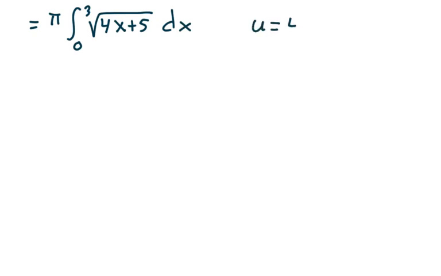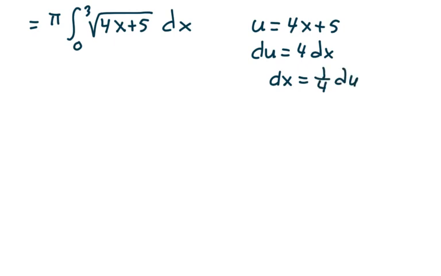So it simplifies very nicely into pi times the integral from 0 to 3 of the square root of 4x plus 5 dx. So I'm going to let u be 4x plus 5. du is 4 dx, so dx is 1 over 4 du. Now, when x is 0, u is 5, and when x is 1, u is 9.